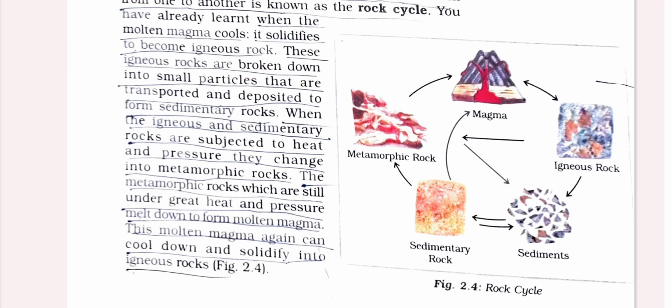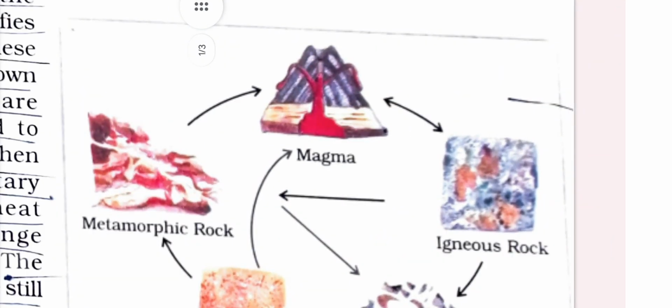Yes, there is also a double arrow mark between the magma and igneous rock. That means two arrow marks in a single line. That means the igneous rock also directly converts into magma. When the magma cools, it becomes igneous rock.